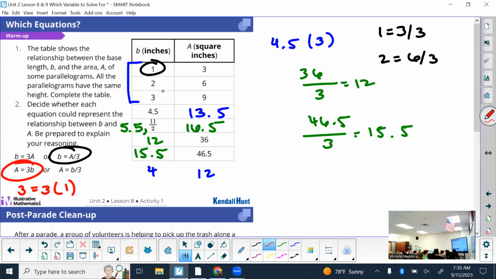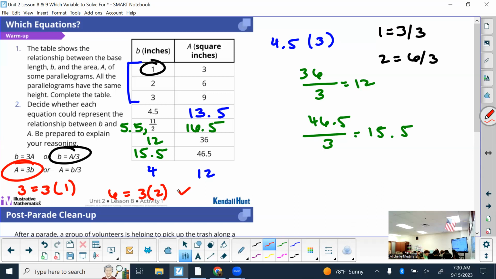When it's 1, I usually like to keep checking because of those identity properties. But I'll keep checking. If I plug in the second set, 6 is my A, 2 is my B, is 3 times 2, 6. So it works. All right, when you have multiple choice options and you have a table, you could do that.